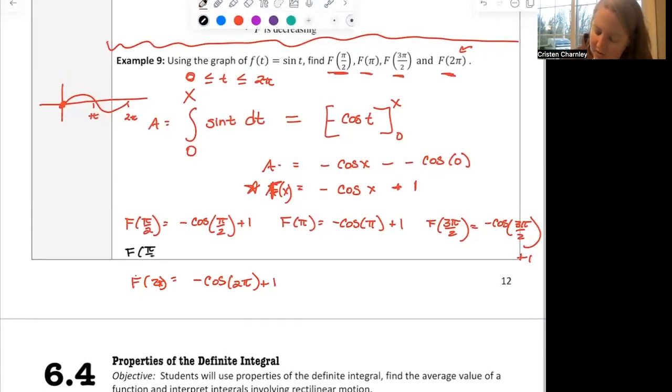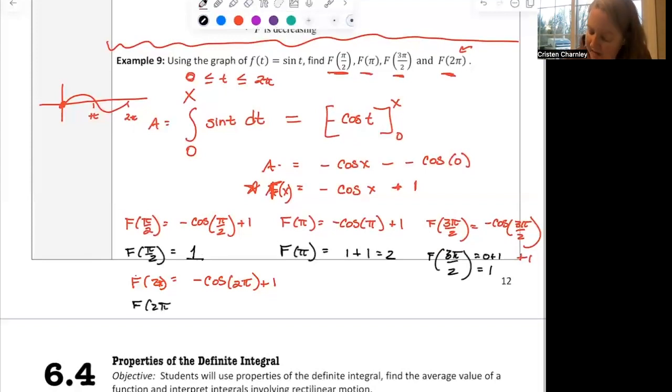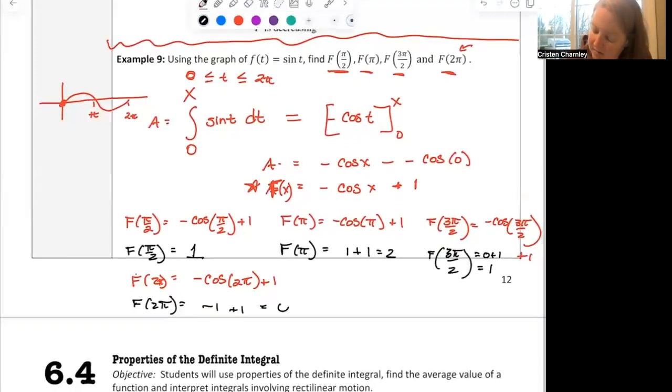F of pi over 2. Cosine of pi over 2, that's at the top of the unit circle. Cosine value is 0. 0 plus 1 is 1. F of pi, cosine of pi is -1. Negative of the -1 is +1 plus 1 is 2. 3 pi over 2 is at the bottom of the unit circle. Your cosine coordinate is 0. 0 plus 1 is 1. And 2 pi is all the way to the right. That has a value of 1. So -1 plus 1 is 0.